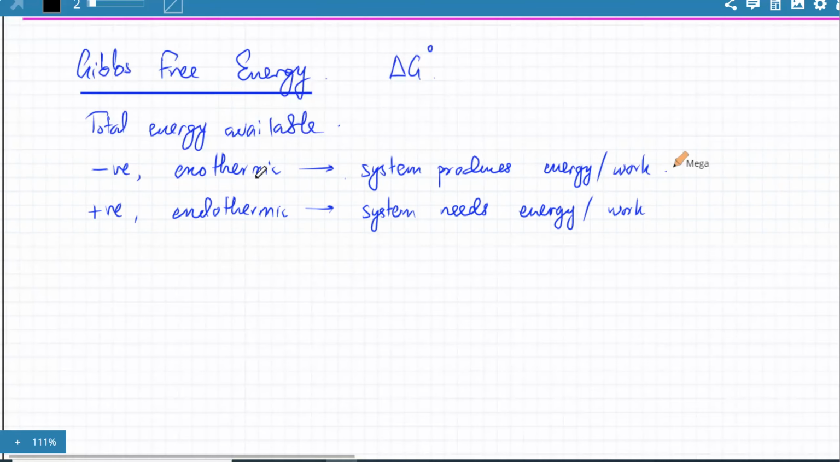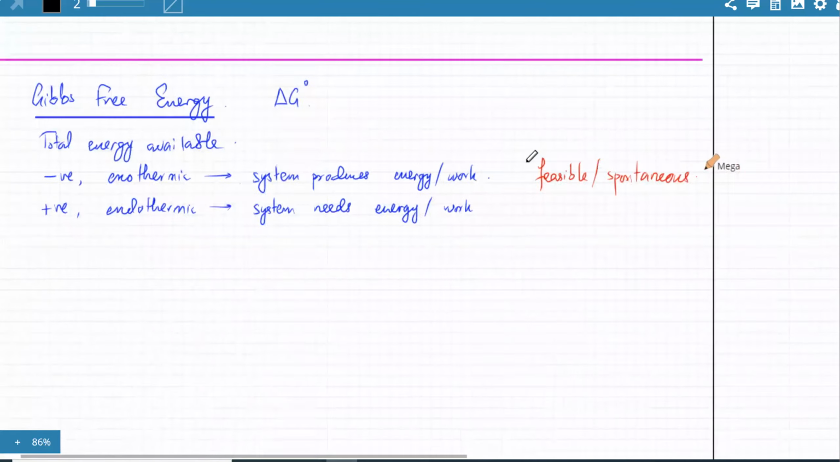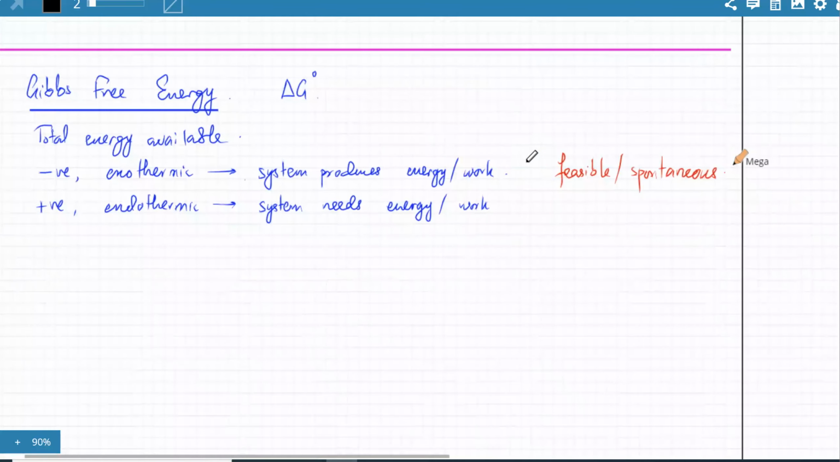And if it's negative, that means the system doesn't really need any energy. That means that the reaction, or whatever is happening, is feasible and spontaneous. It doesn't need your help. It doesn't need any external help because it is producing work. And if overall the system requires energy, that means it's not feasible. I mean, if you don't give it energy, it's not going to work.